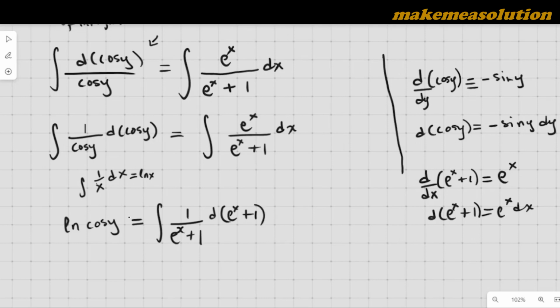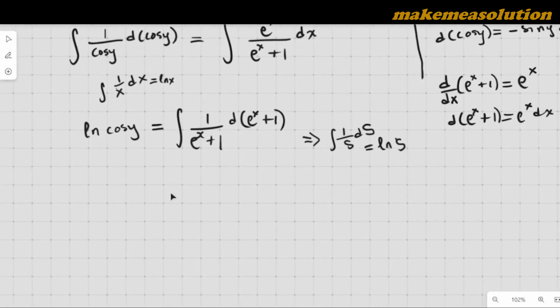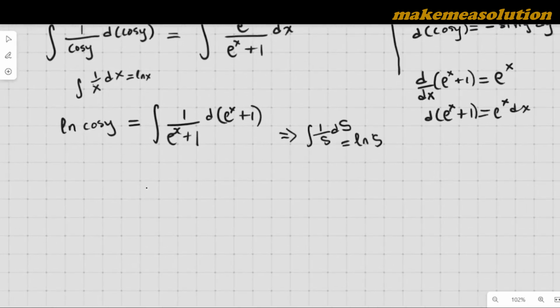So this still corresponds to the general form, the integral of 1 over something d something. Okay, and this should give you ln of that particular something. So in writing the answer for this particular one, you're going to get ln cos y is equal to ln of exponential x plus 1, and we can now put our constant of integration.